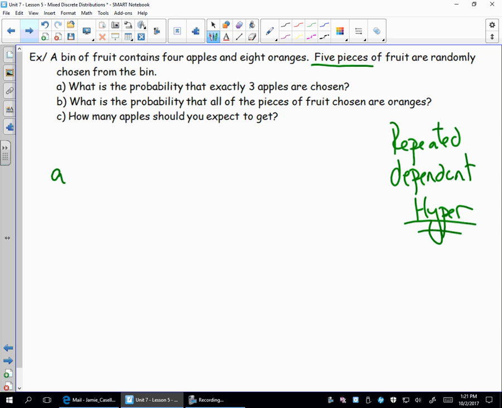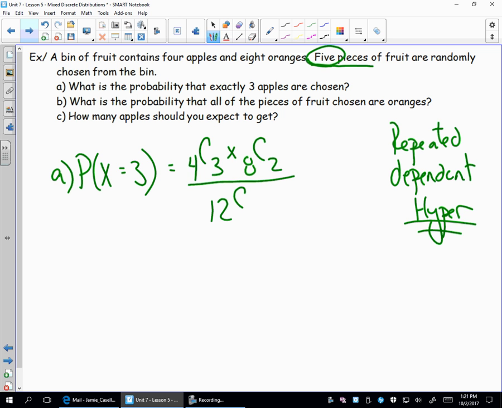So similar kinds of questions. Probably exactly 3 apples are chosen. 3 apples. Okay, how many apples do I have to choose from? I have 4. I need 3. And that implies that I need to choose 2 oranges, because remember we have 5 altogether. Out of the 12 things, and we want 5 of them. A standard combination question. Punch that into our calculators, and we should get 0.1414.